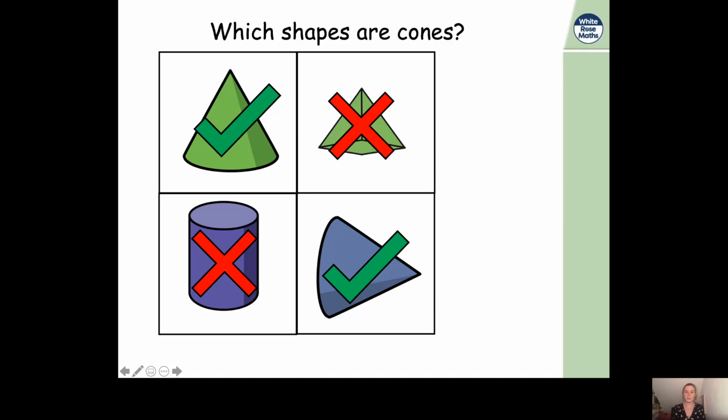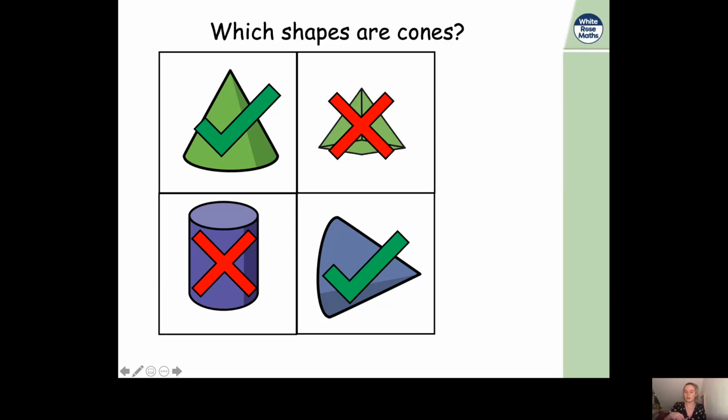Okay, Year 2. So what I'd like you to do now is on your resource, Year 2 Maths, 2nd of March, Resource 1, you have a matching activity like we did with the 2D shapes. Can you match the 3D shapes to their names? Pause the video now and have a go.